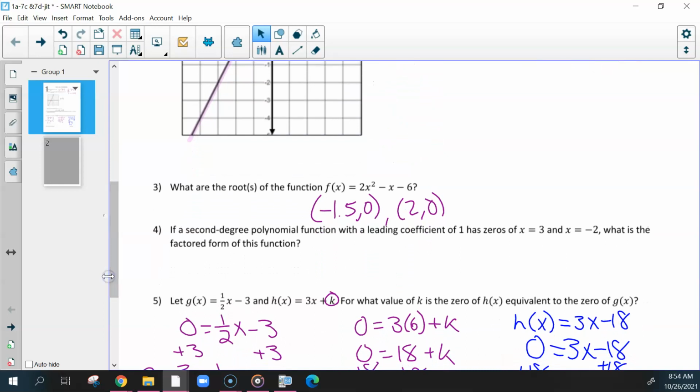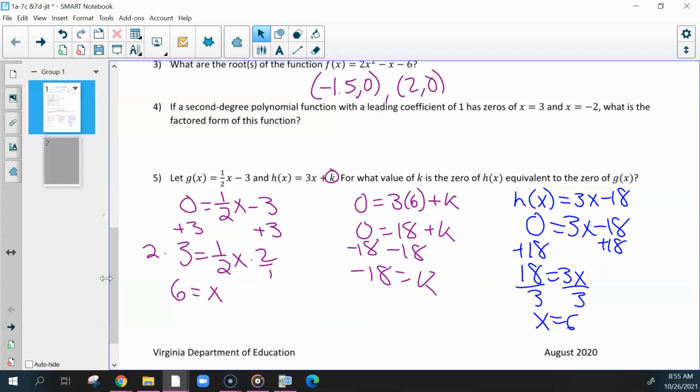For number 3, I think I said use Desmos or your calculator for that one. Roots is another word for x-intercept. So if you graphed that in your calculator, it would give you this decimal, -1.50, and then the other one was right on the grid line, (2, 0). And then I had you skip number 4.